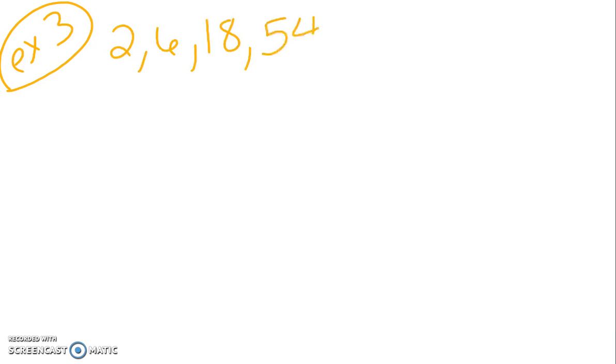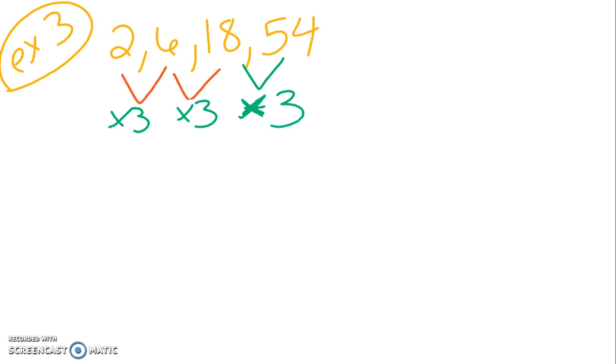Here's another one. 2, 6, 18, 54. I started by adding and subtracting. 2 plus 4 is 6. 6 plus 4 is 10. So that obviously doesn't work. So it's not going to be arithmetic. So now I check to see if it's geometric. 2 times 3 is 6. 6 times 3 is 18. And sure enough, 18 times 3 is 54. So this is geometric.